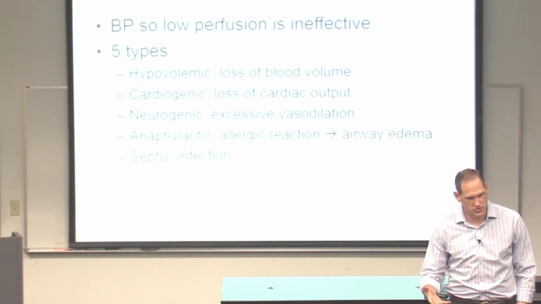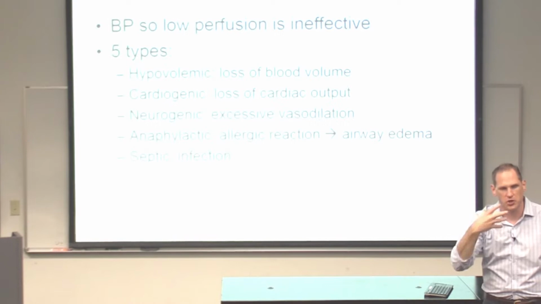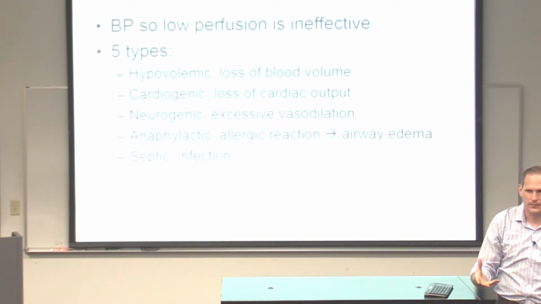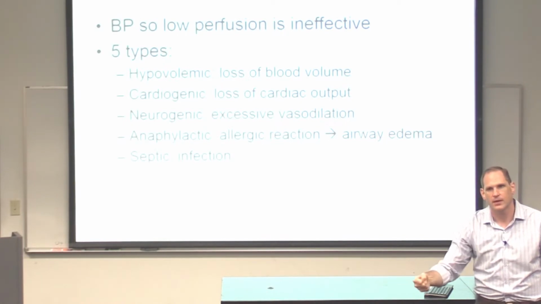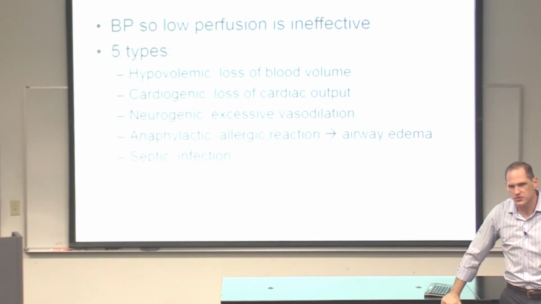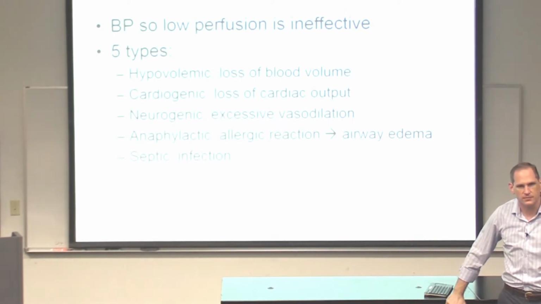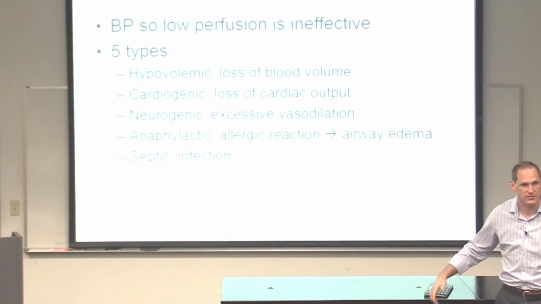We want to vasoconstrict them. Okay. And then we have anaphylactic shock, which is caused by an allergic reaction that results in a lot of airway edema. So basically chokes the patient to death because they can't breathe. And then we have septic shock, which is caused by an infection. So what do you think the treatment for that is? A bacterial infection, to be exact.